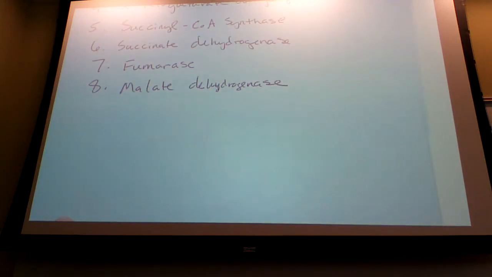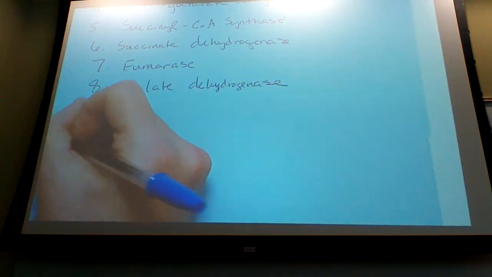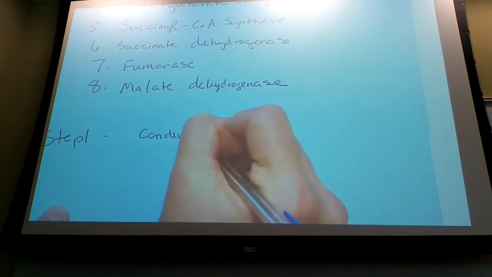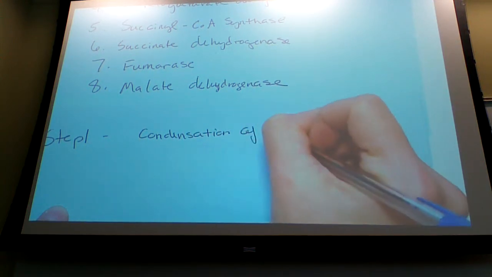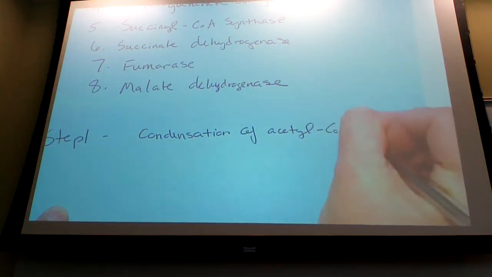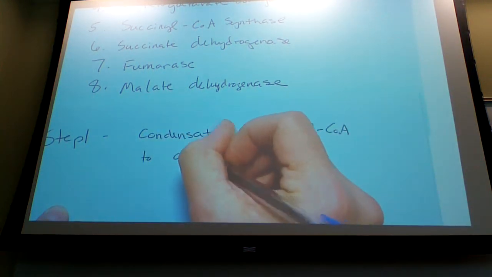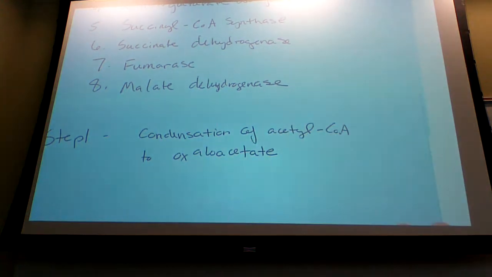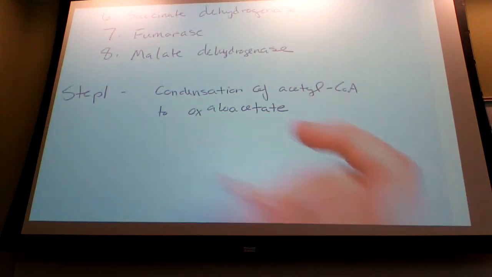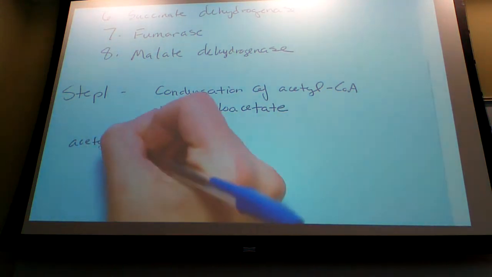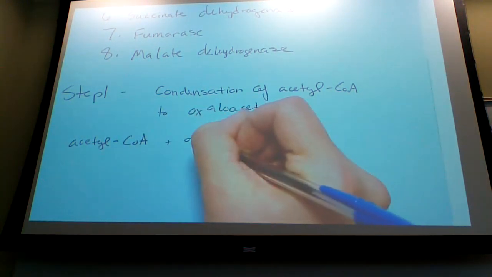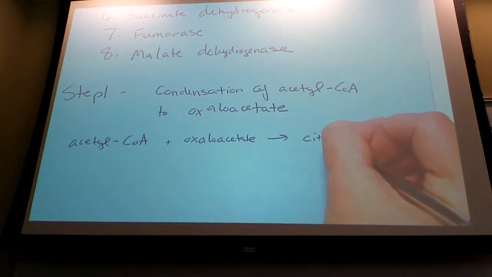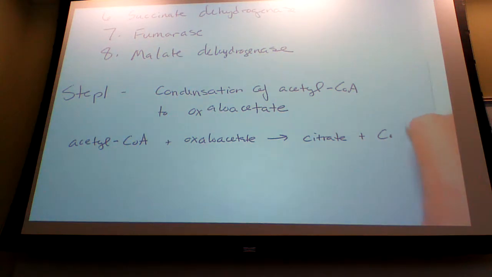Okay. Step 1. This is condensation of acetyl coenzyme A to oxaloacetate. So acetyl coenzyme A plus oxaloacetate is going to make citrate, and then we're going to release our coenzyme A.